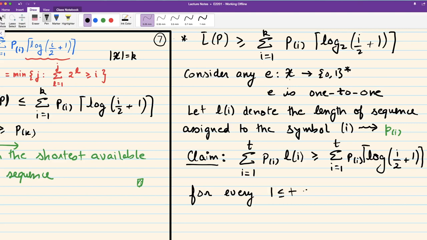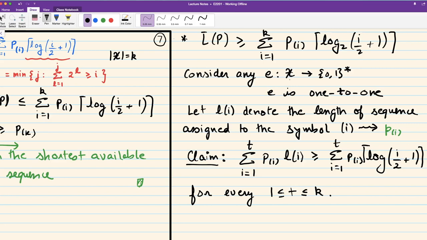So why am I writing this in a strange way? Of course, I only need to show this for T equal to K, but I want to prove this claim by induction. If you haven't seen proofs by induction, you probably need to brush up a little bit on proof writing. I assume you are familiar with these kinds of things. So how do we show it? This clearly holds for t equal to 1, right? Because P1 L1, whatever you are, so what happens with this for t equal to 1?